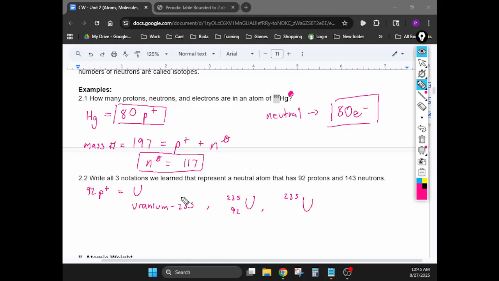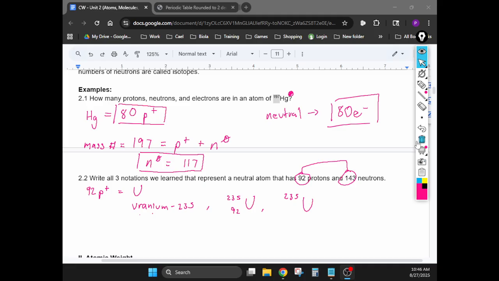All right, 2.2, we're going to write down the neutral atom that has 92 protons and 143 neutrons. If you look on the periodic table, 92 is uranium, or U, so that's how we get this information. For the mass number, we just add up the protons and the neutrons. 92 plus 143 is 235. So the first notation we can write is uranium-235. The other one that we learned is the top left and the bottom left, 235 on the top and 92 on the bottom, and then you can also omit the 92. So those are the 3 different ways that we can write the name of an isotope.